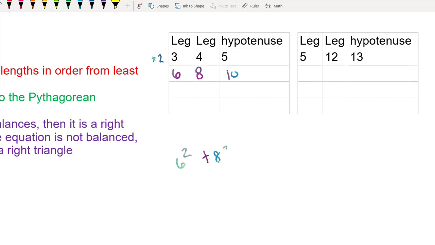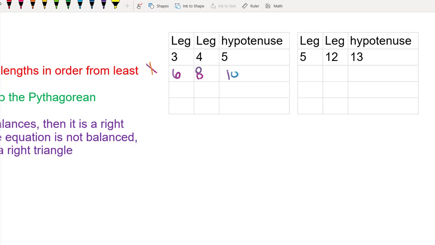6 squared plus 8 squared equals 10 squared. And we've got 36 here, we get 64 there, we have 100 here, and if I add 36 and 64, that's 100.